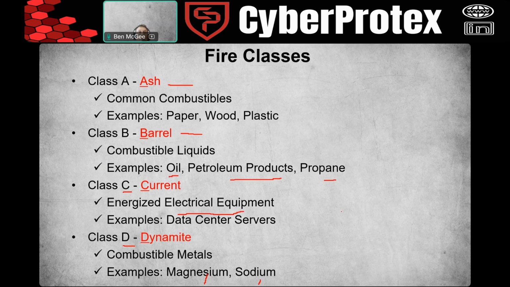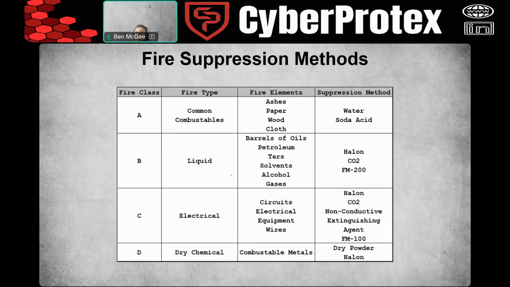And some of those ways that we would put these things out are shown here on the screen. So you may have a Class A fire. Here's some of the elements that typically are associated with that. You put water and soda acid. Class B would be liquid, barrels of oils, halon, CO2, FM200. Electrical would be circuits, and again, here's the suppression methods, and then combustible metals, and that's dry powder, and halon.